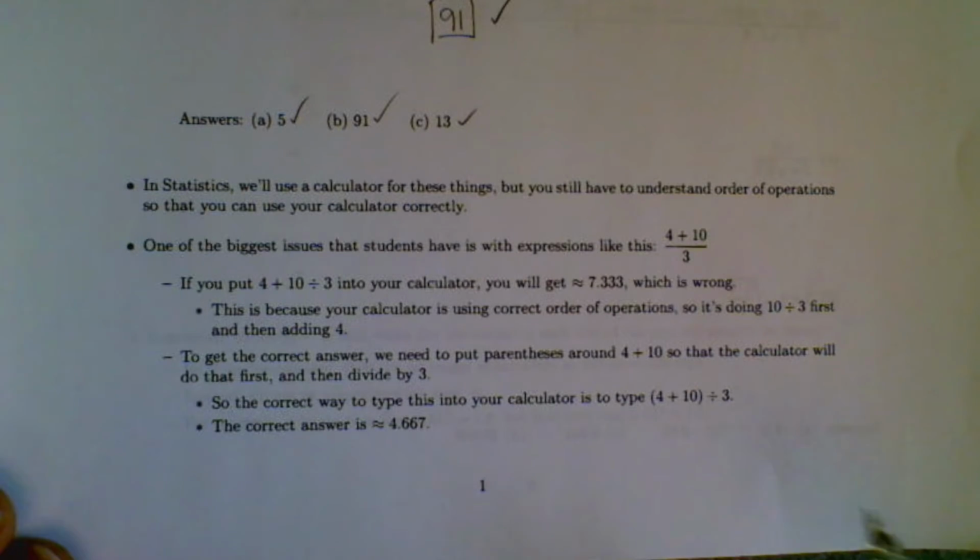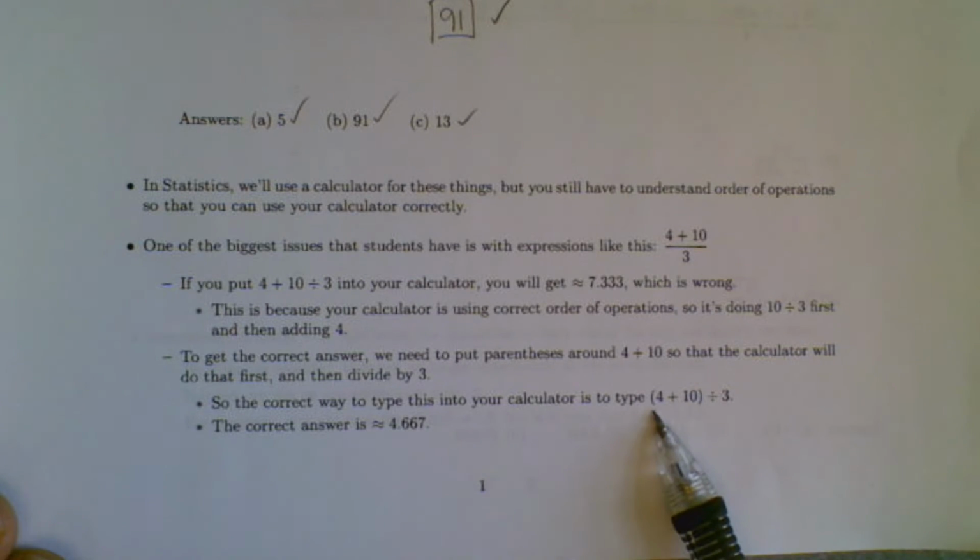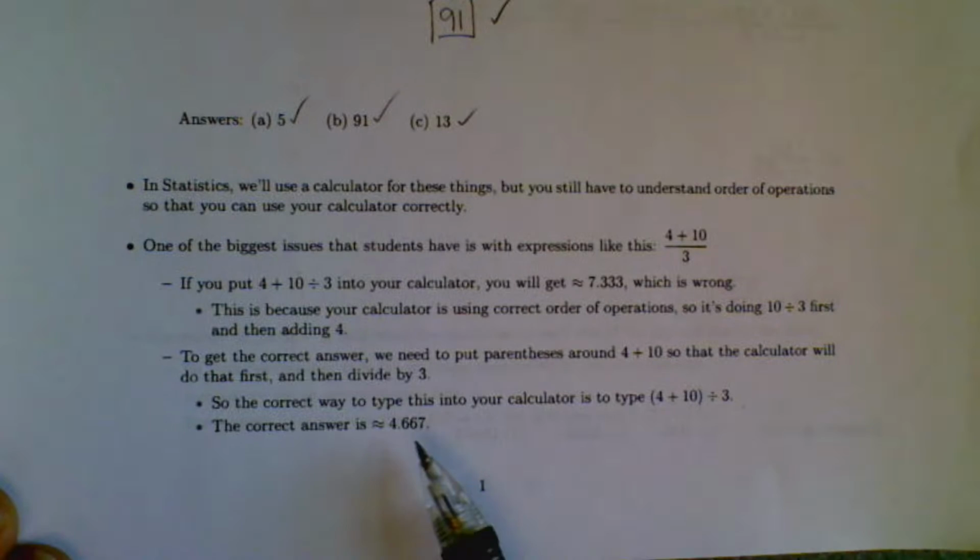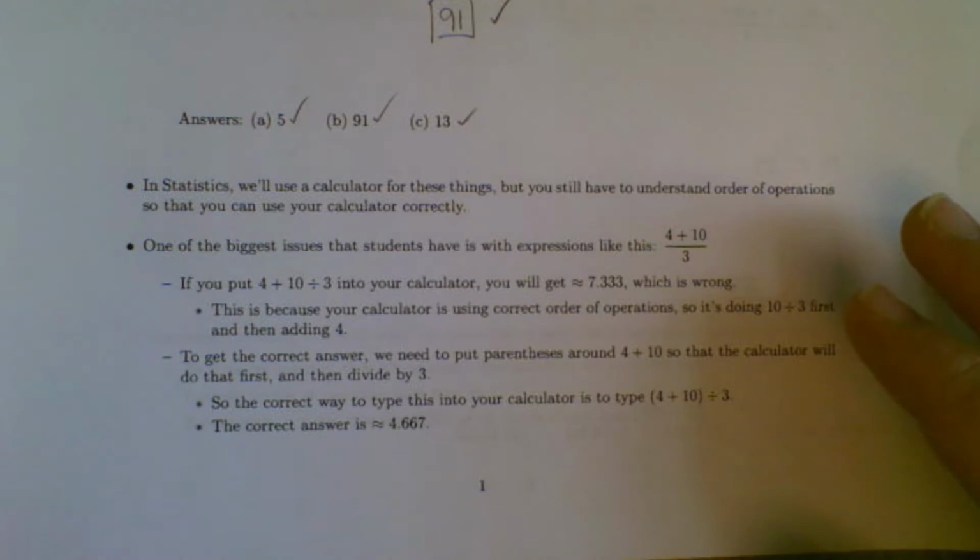So the correct way to type it into your calculator is to open up a set of parentheses, put 4 plus 10, close the parentheses, and then divide by 3. And if you do it that way, you should end up with about 4.667. So using your favorite calculator, I'll let you kind of verify that. But I'm going to move on because I have some more examples that I can show you of this.